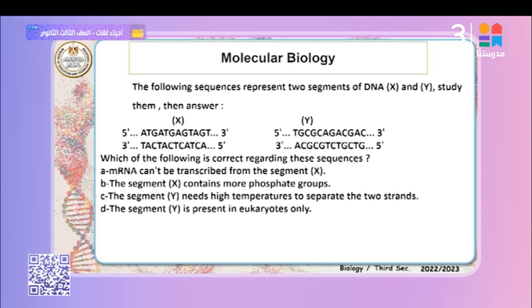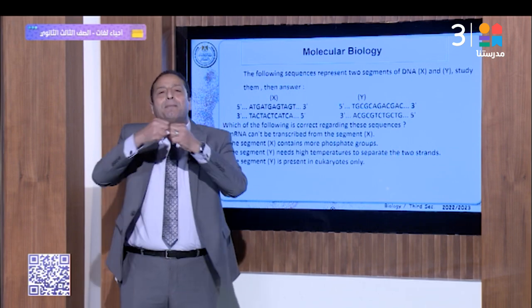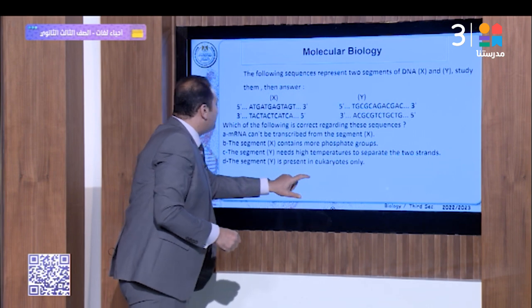The following sequences represent two segments of DNA, X and Y. Study them, then answer. X runs from 5 to 3, complementary 3 to 5. Y runs 5 to 3, complementary 3 to 5. Which of the following is correct regarding these sequences? mRNA can't be transcribed from segment Y? No. Segment X contains more phosphate groups? No. Segment Y needs high temperature for separating the two strands. The best answer is C. Why? Because segment Y contains more guanine and cytosine than segment X. Guanine and cytosine connect together by three hydrogen bonds, so they need higher temperatures to break apart. The best answer is C. That's right. Okay?